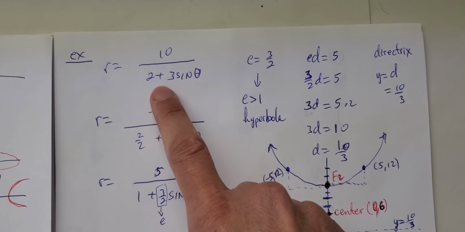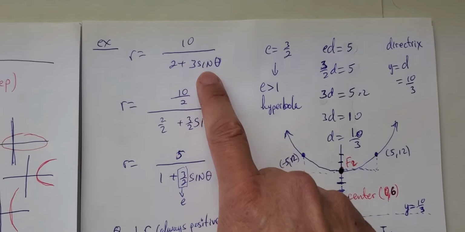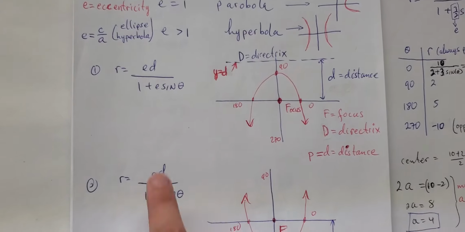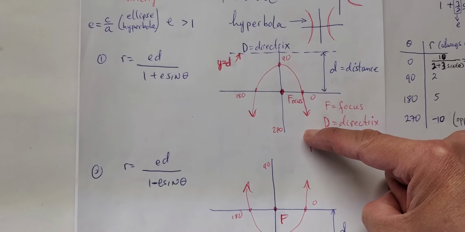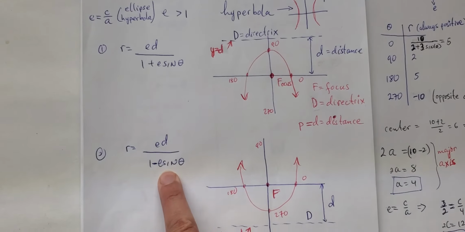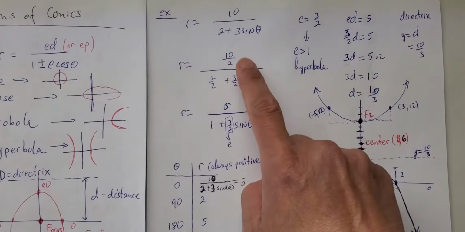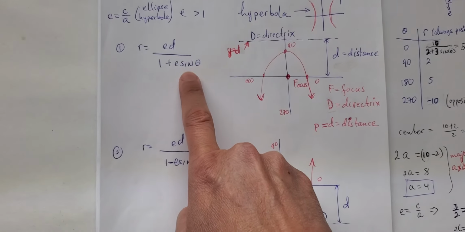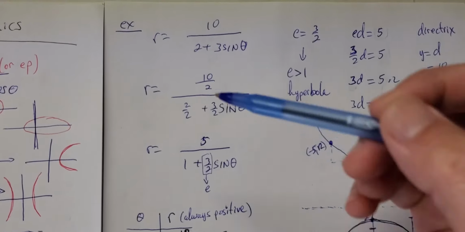10 over 2 plus 3 sine theta. Now if you look carefully, we have plus sine. So going back to this right here, since it is plus, face down. If it was minus, then face up. So again, this is plus sine, face down.